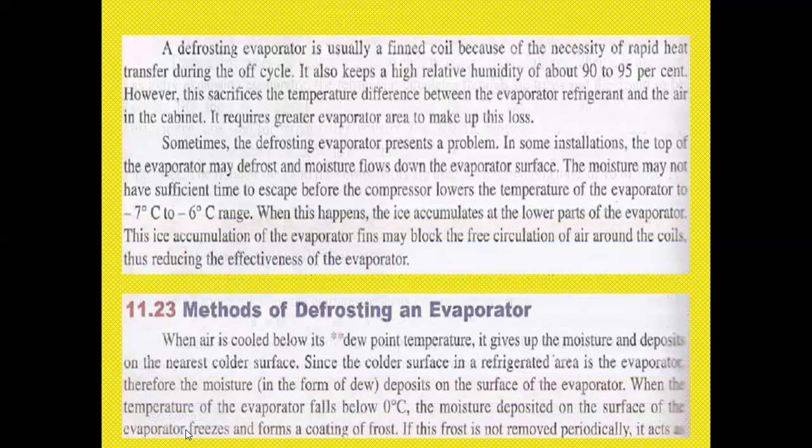A defrosting evaporator is usually a finned coil type of evaporator because of the necessity of rapid heat transfer during the off cycle. So in order to transfer the heat during the off cycle, the defrosting evaporator is generally used, and it has finned type coils. It also keeps a high relative humidity of about 90 to 95%. However, it sacrifices some temperature difference between the evaporator refrigerant and the air in the cabinet.